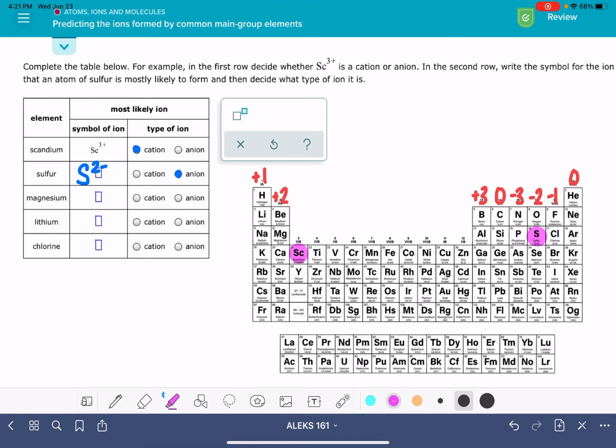All the negatively charged ions are called anions. Magnesium is located right here. It's Mg. That's in the +2 column, so that symbol is going to be Mg2+, and because it's positively charged, it's a cation.